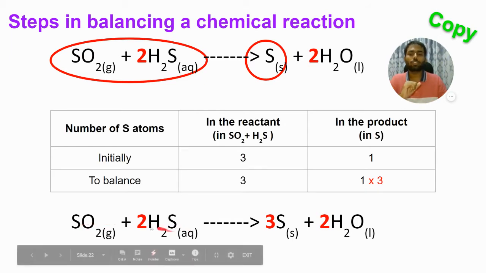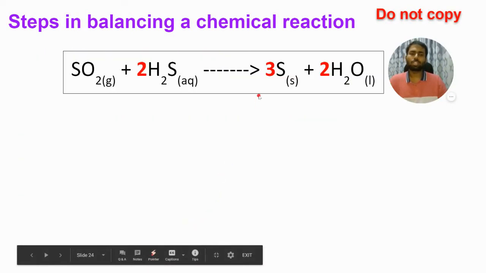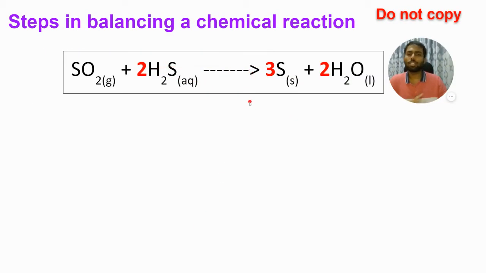Next let us check hydrogen. Here 2 2s of 4 hydrogen atoms, here also 2 2s of 4 hydrogen atoms, so hydrogen is also balanced. So everything is balanced now. Okay, so step 4 is complete because our equation is now completely balanced. Now step number 5 is write down the final balanced equation. Okay, so just put it in the pencil box and that's your final answer. So we have balanced this chemical equation.